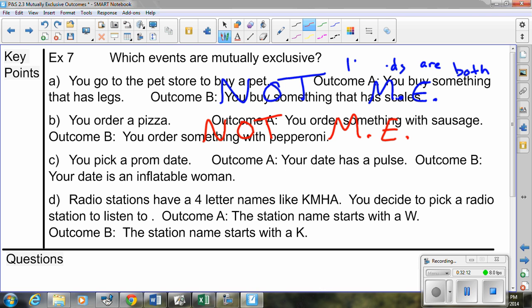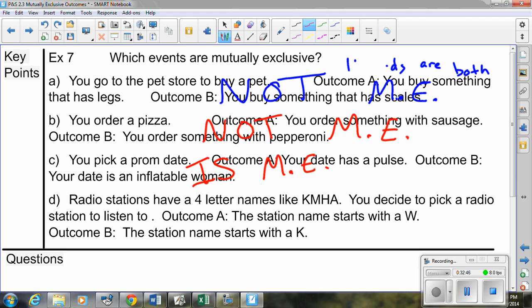Problem C, you pick a prom date. Outcome A, your date has a pulse. Outcome B, your date is an inflatable woman. Is it possible to have both at the same time? Something with a pulse and an inflatable woman? Yeah, the inflatable woman doesn't have a pulse. Because you cannot have both at the same time, this one actually is mutually exclusive.